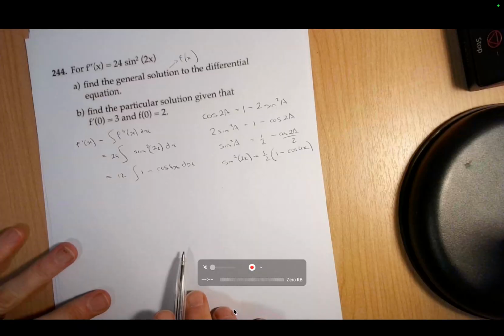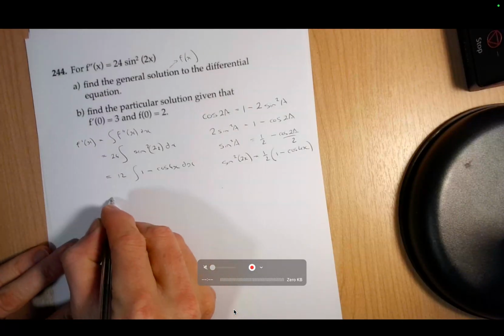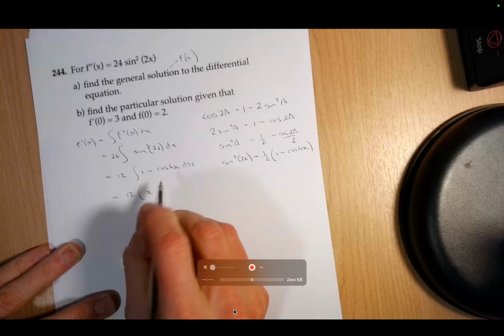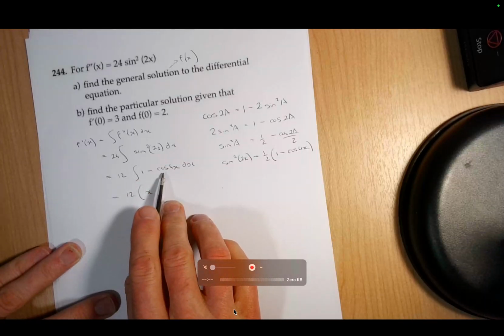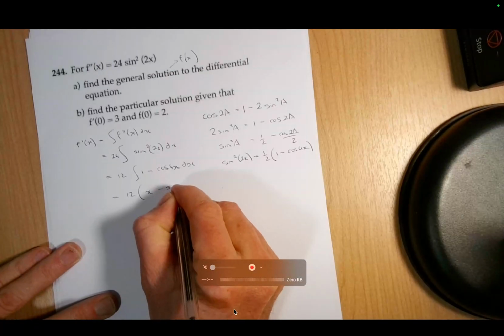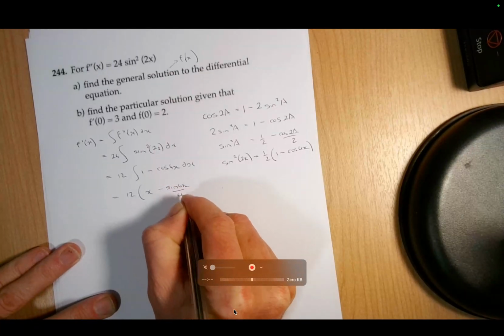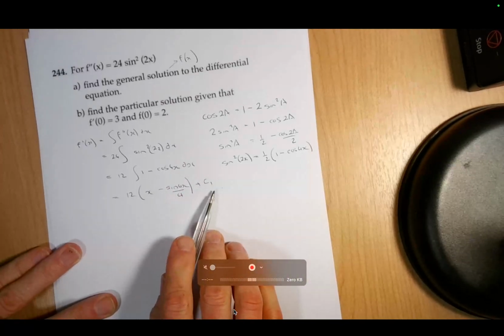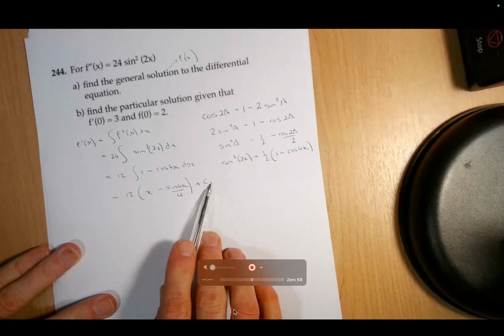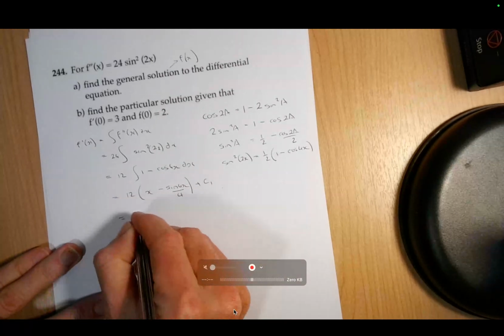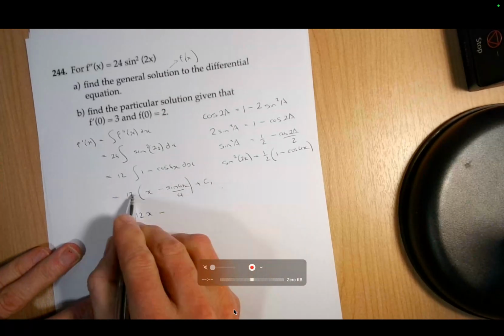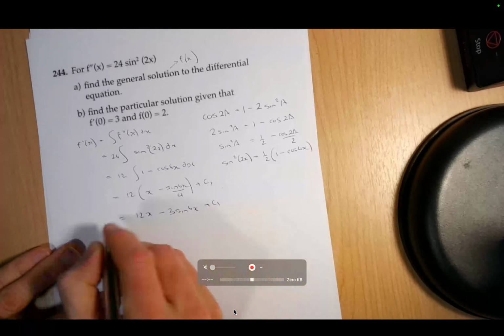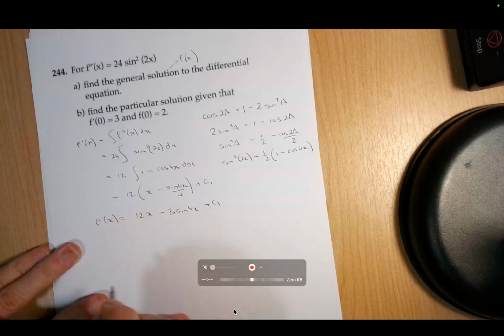So integrating that, that's going to be 12x, cos goes to positive sine, so it's going to be sine 4x over 4 plus c1. I'm going to put a 1 here because it's the first constant of integration. If we expand it out, it's 12x minus 3 sine 4x plus c1. So that's what f dashed of x is.